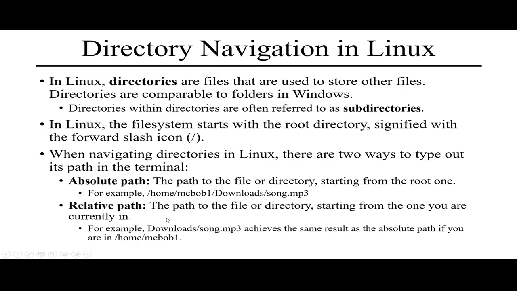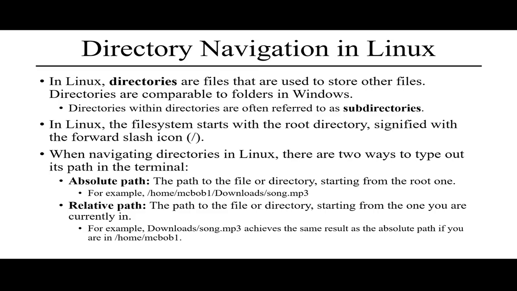Now, a relative path is a path to a file or directory you want to get to, but you're starting from the directory you're already in. So, for example, downloads/song.mp3 achieves the same result as the absolute path you just ran here, if you're located in /home/McBob1.